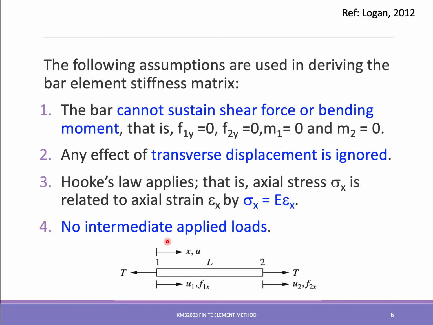The bar cannot sustain any shear force, meaning we don't have a force in the perpendicular direction that creates shear across the cross-sectional area. Or any bending moment. There is no twisting or bending moment acting on node 1 or node 2. So this bar element that we will use in the finite elements cannot sustain these two kinds of forces.